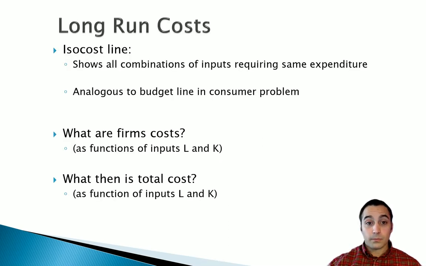All right. So let's formally define isocost lines as lines that show all combinations of inputs that require the same expenditure. This is kind of like the budget line for the consumers, but firms have costs, not budgets. So first off, let's imagine that a firm's got some L, they've got some K. What are their costs? Then, when you found those, what's the firm's total cost? Answer these to yourself.